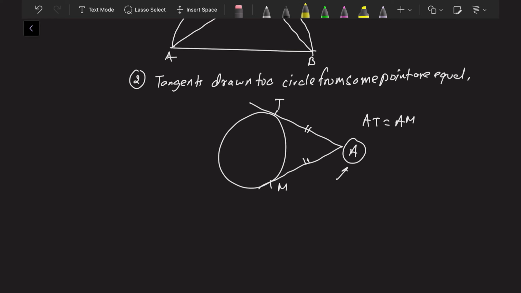The proof of this is also very easy. This is the center O. We know that tangent and radius meet at 90 degrees, so this angle is 90, and suppose we draw this line. So we can see that this triangle is congruent to this triangle by which property? It's basically by right angle, common hypotenuse, and these two sides are equal because they are the radii of the same circle. So as these two triangles are congruent, the remaining parts become equal, and hence this side is equal to this side.